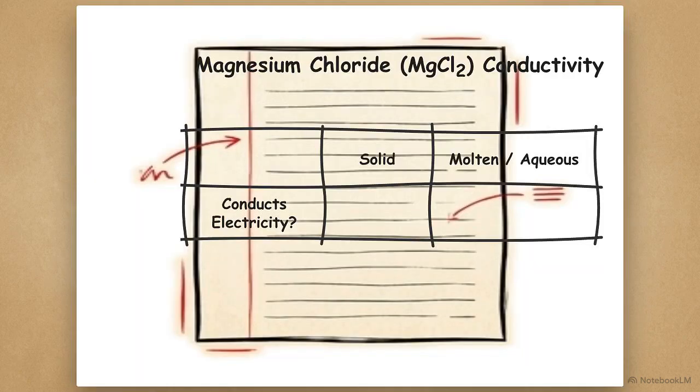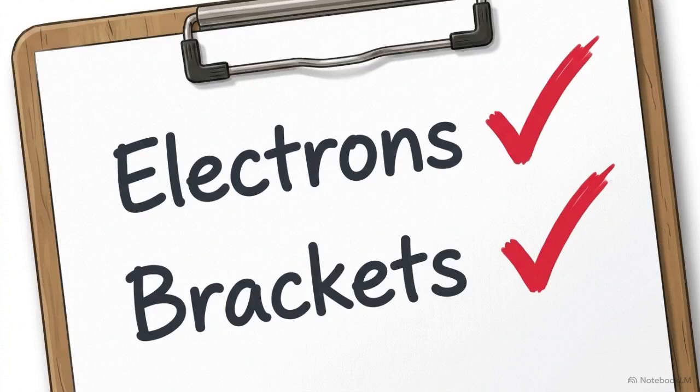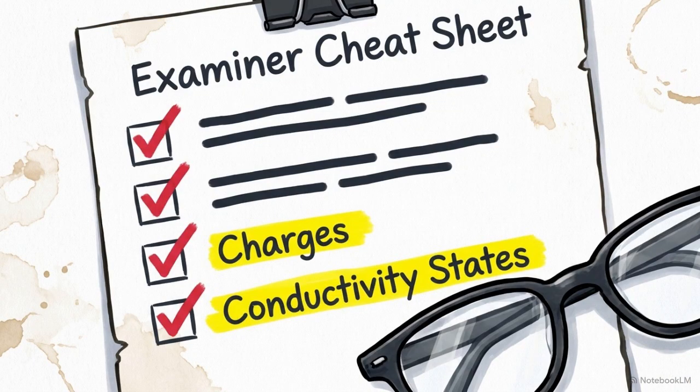True chemical mastery requires giving the examiner the complete picture. You must state exactly when a compound conducts, in molten or aqueous states, and exactly when it fails to conduct, as a solid. Here is your final checklist for these questions. 1. Outer electrons transferred perfectly. 2. Square brackets present. 3. Net charges written on the top right. And 4. Conductivity stated as yes for molten or aqueous and no for solid.